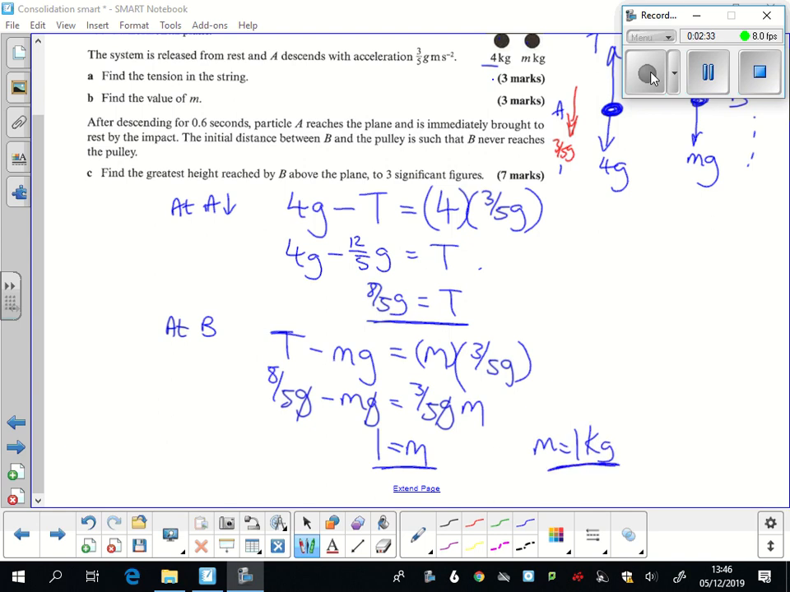Now it's part C that takes all the time here. So what's happening in this system is A is going to go down and hit the floor. While that's happening, B is going up. Once A's hit the floor, B won't stop dead there, it will keep going. It will keep going until gravity takes over, and then it will go down and hit the floor as well.